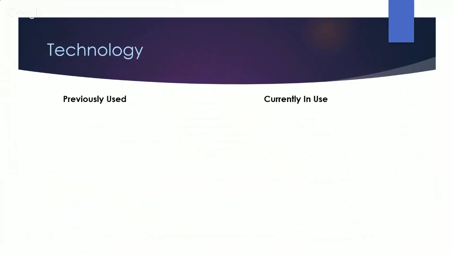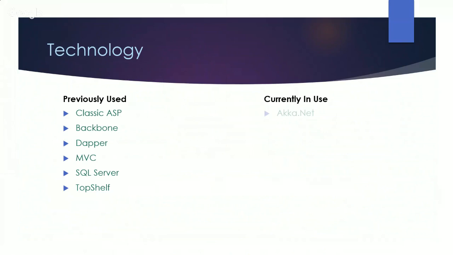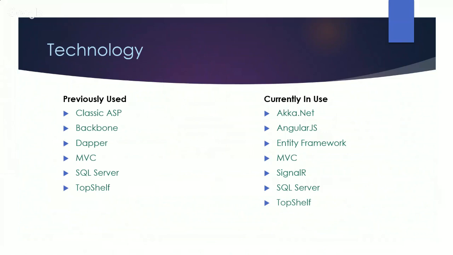A little bit of background. Basically, we previously used Classic ASP, Backbone, Dapper, MVC, SQL Server, and then, of course, Topshelf to run our services. What we're heading towards now is Akka.NET, AngularJS, Entity Framework with MVC, SignalR, and then, of course, SQL Server and Topshelf as well. I'm a database engineer, and I do love working the full stack, all the way from the database services to the UI. I like to have my fingers in each one of them.